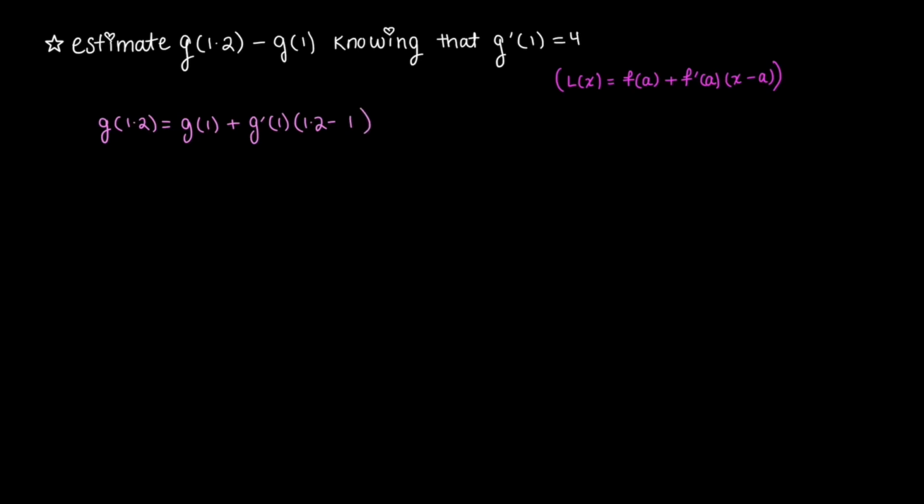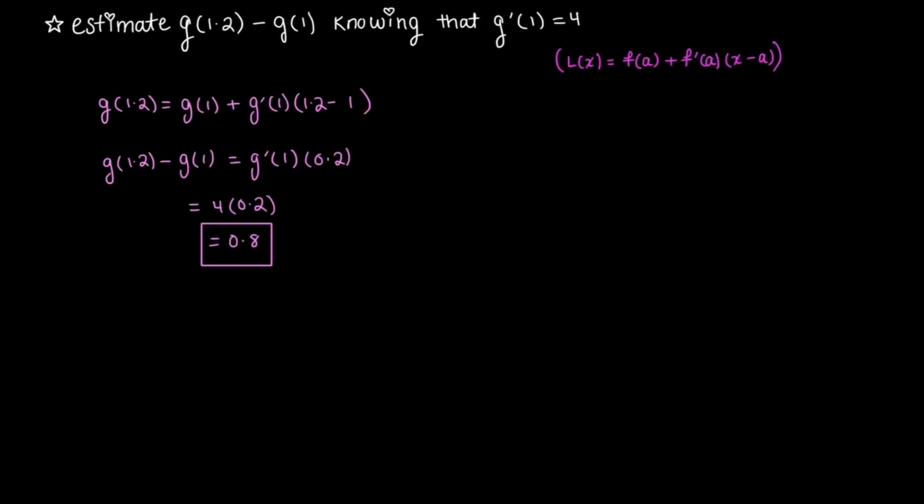Now, to find what g of 1.2 minus g of 1 is, we can simply rewrite the formula as g of 1.2 minus g of 1 is equal to g prime of 1 times 1.2 minus 1, which is 0.2. And we are given that g prime of 1 is equal to 4. So 4 times 0.2 is equal to 0.8.